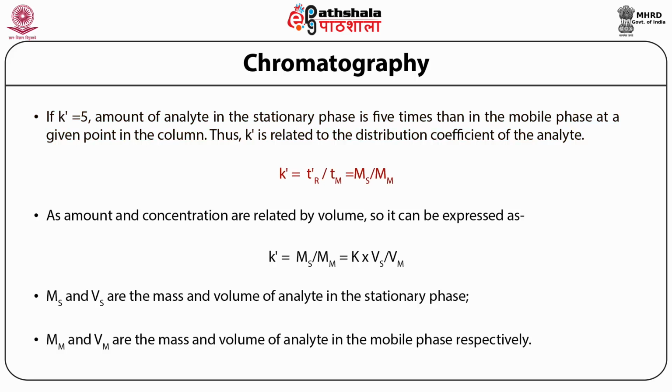Therefore, capacity factor k' can be represented as ratio of adjusted retention time and dead time, which can also be written as mass of analyte in stationary phase and mass of analyte in the mobile phase. The amount and concentration are related by volume, so it can be expressed as ratio of ms by mm, which is equal to K into Vs by Vm. K is distribution coefficient, Vs is the volume of the stationary phase, and Vm is the volume of the mobile phase, and ms and mm are the mass of analyte in stationary phase and mass of analyte in the mobile phase.